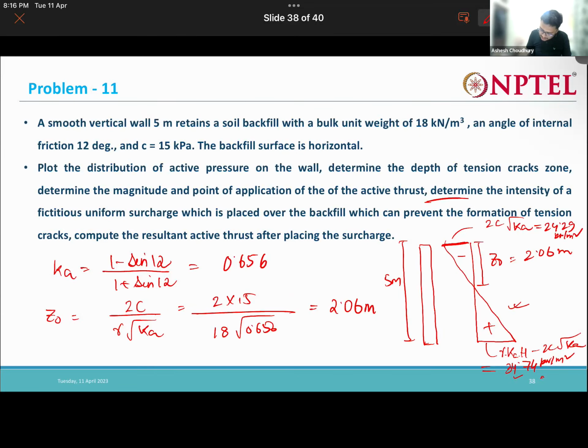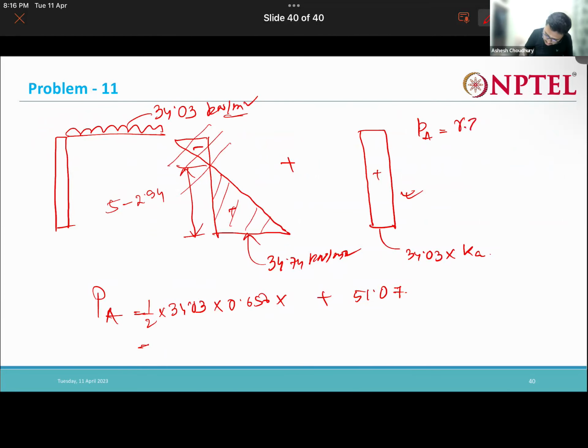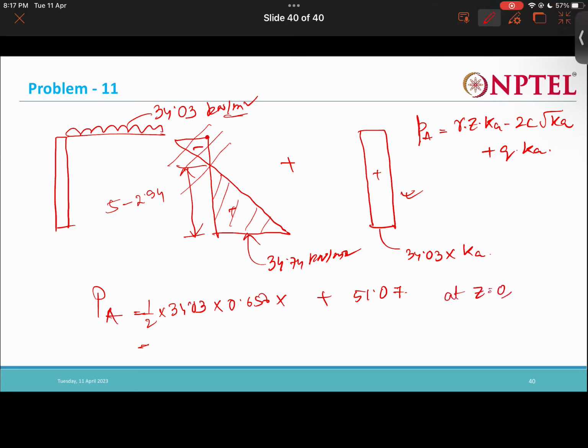Gamma into K minus 2IC root over K, gamma into Z into K minus 2IC root over K plus Q into K. Right? This is my small PA equation. So here at Z equal to 0, what is PA? This term is 0, these two are equal. So at Z equal to 0, PA is 0.